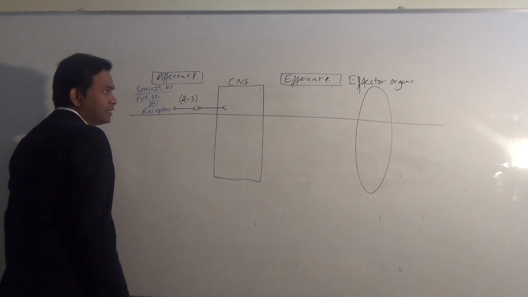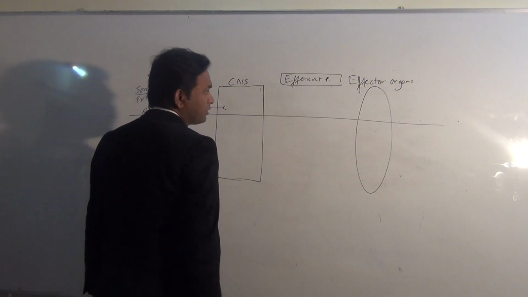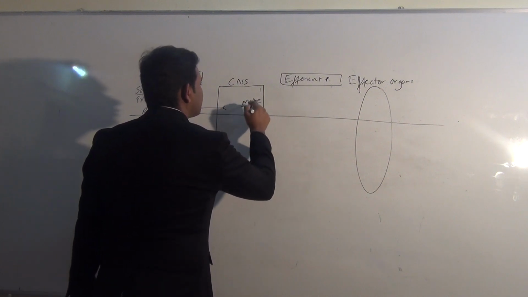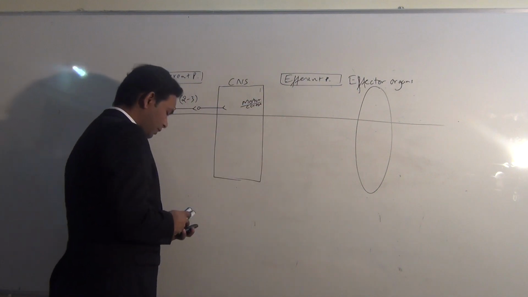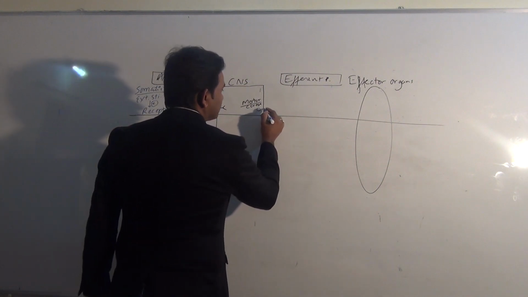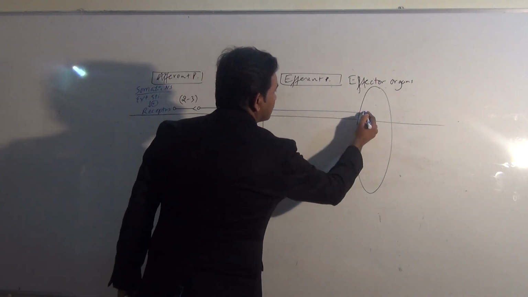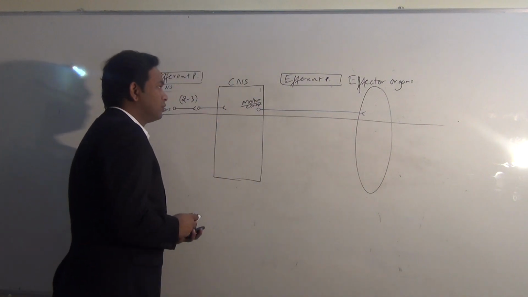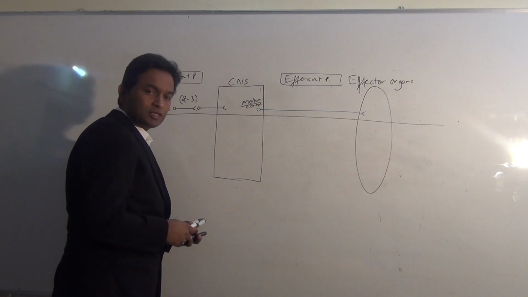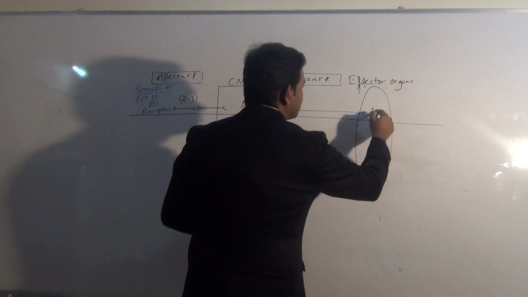After ending in CNS, efferent pathway arises. Efferent pathway starts from motor cortex or motor area. Now this is the efferent neuron that will start from the motor cortex in CNS and will end in the effector organ, which is usually a skeletal muscle.